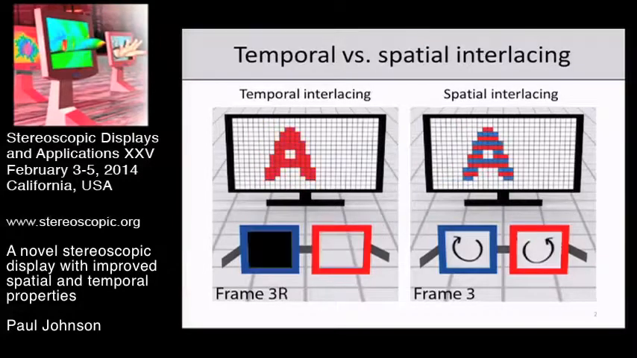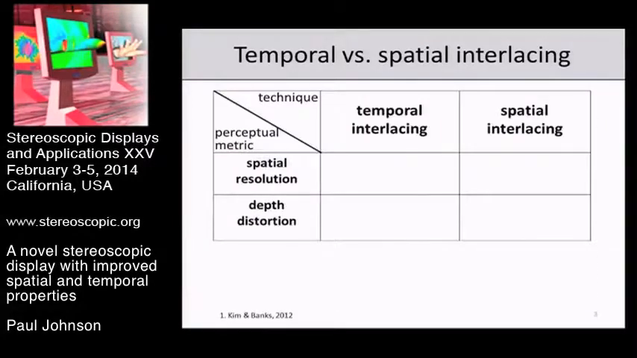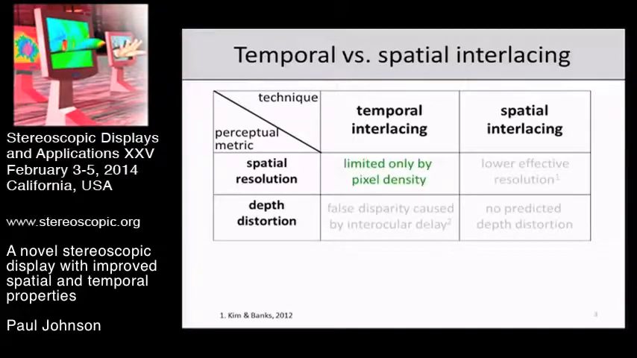But we want to think about how to characterize these displays a little bit more rigorously. So let's think about just spatial resolution and depth distortion as the two ways we'll think about these displays for today's talk at least. There are more ways you can think about it, but I'm going to focus on this. So in terms of spatial resolution, temporal interlacing does really well because at each moment in time you're presenting a full resolution image to each eye. So you're limited only by the pixel density of your display and the content you can present.